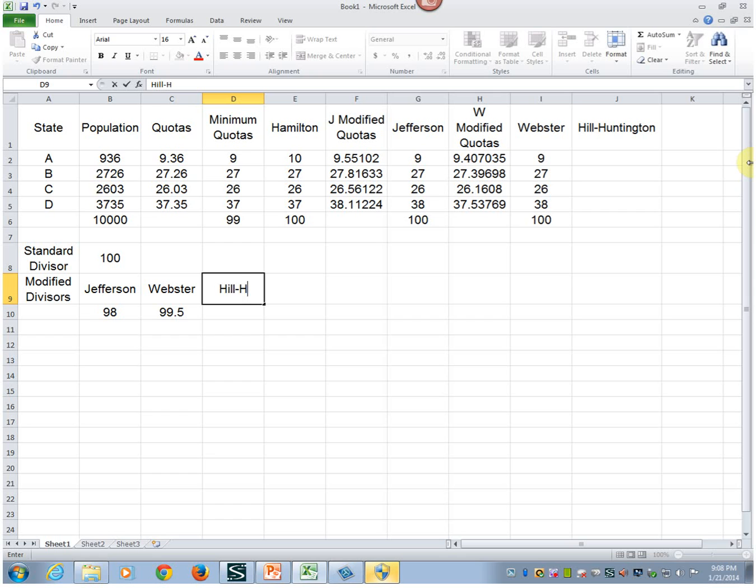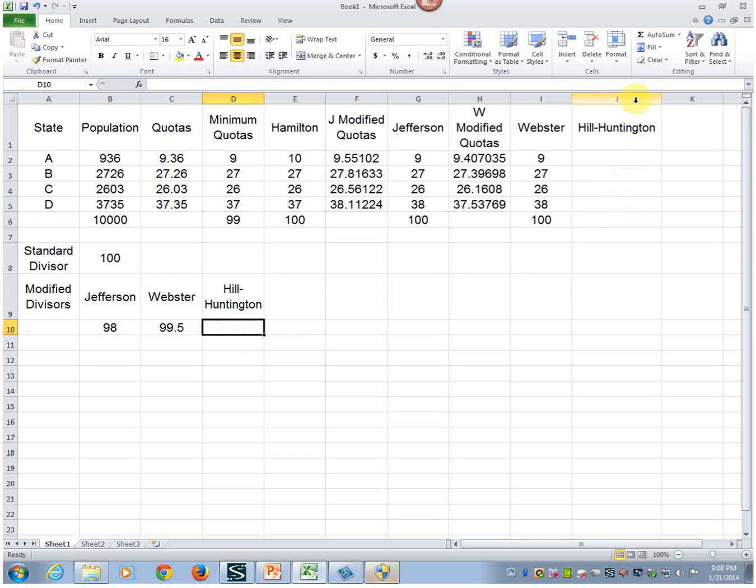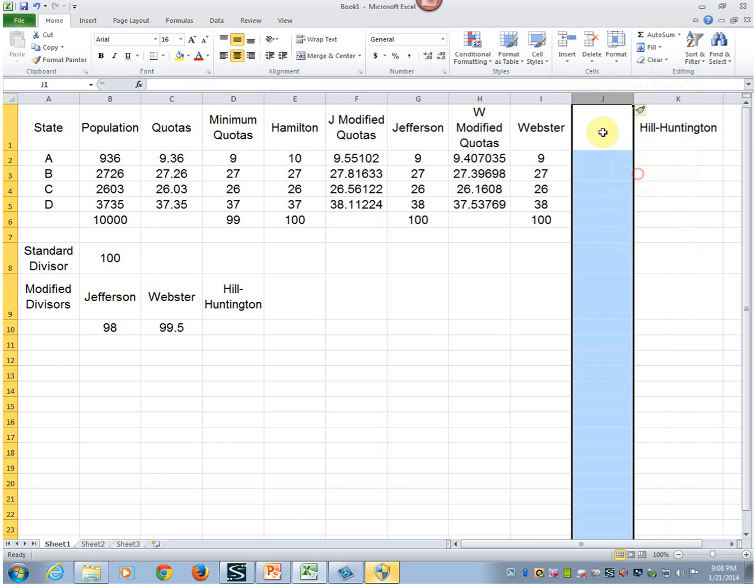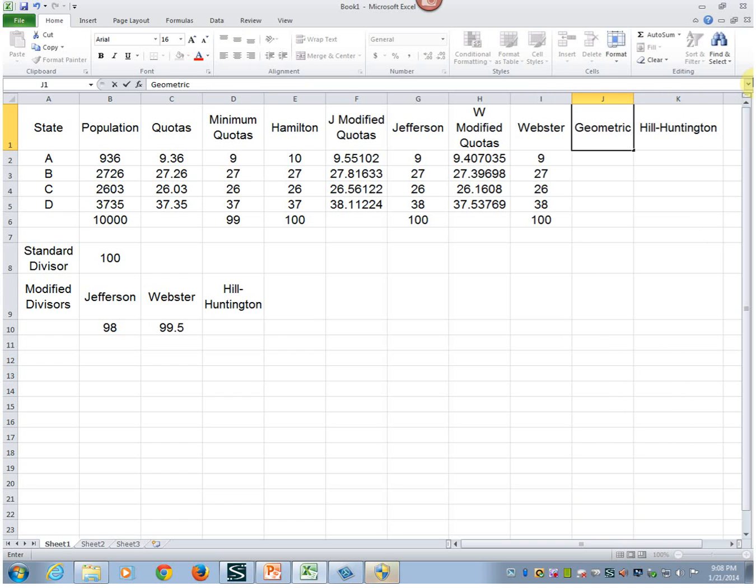And then finally, Hill-Huntington. And we actually need a little bit more information for the Hill-Huntington method. We actually round here based on the geometric mean. So I need to figure that out. So remember that the geometric mean equals the square root of the product of the two integers on either side of the quota. So this 9.36 is between 9 and 10.